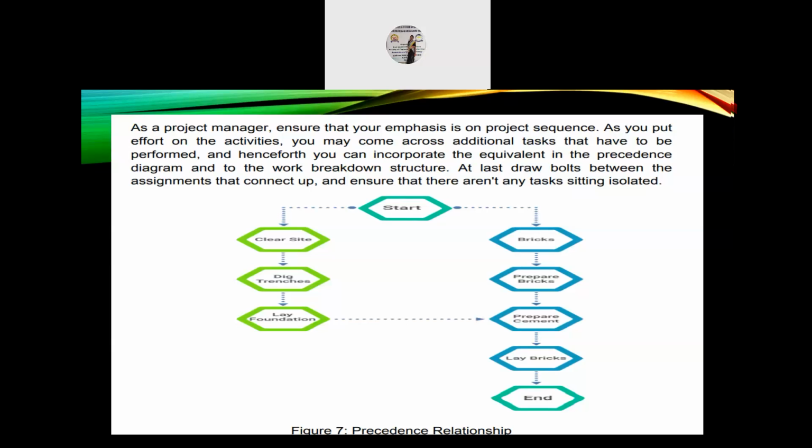In both ways you can do it. After preparing bricks also you can prepare cement. After laying the foundation also you can prepare your cement. Cement comes in between. So after preparing cement you go to lay the bricks, and that is the end. So this is an example of how a precedence relationship is done.